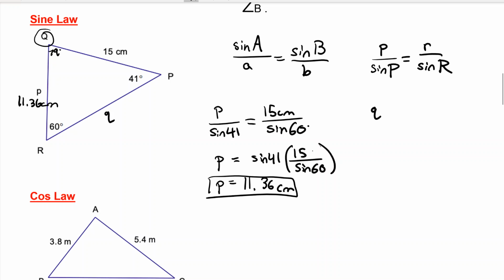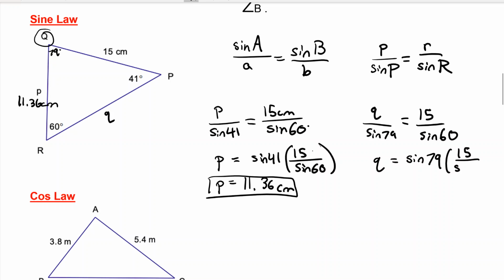So Q divided by the sine of 79 degrees equals, I'm going to still use the one that I know. Even though I've just found P, I'm still going to use the one that's given to me, that 15 centimeters divided by sine of 60. So once again, looking for a side, I do sine of 79 times 15 divided by sine of 60. And Q, when I plug this into my calculator, well, Q equals 17.00.